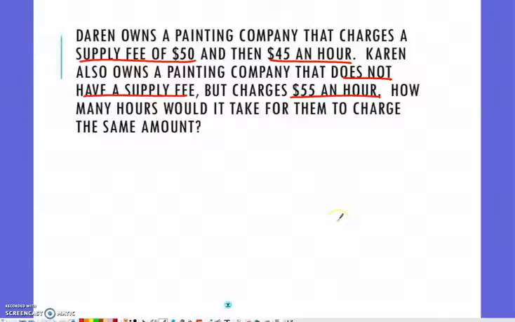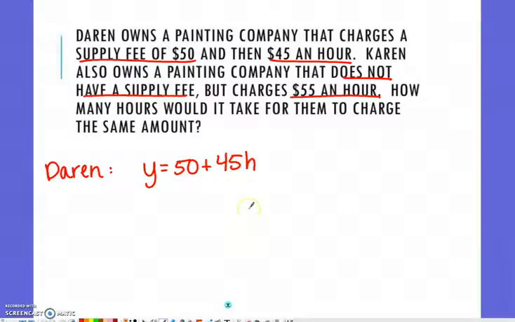So this is a system, okay? So I'm going to write the first one. So I'm going to put Darren here. Darren, and this is like a little y equals equation here. He charges a supply fee of $50, so $50, plus $45 an hour. 45H, or X, or whatever you want to do. And then we have Karen. Oh, look, it rhymes. Didn't even plan that. So y equals Karen does not have a supply fee. So I could put 0 if I wanted to, but I'm not going to. But then also charges $55 an hour. So I'm going to put 55H here.